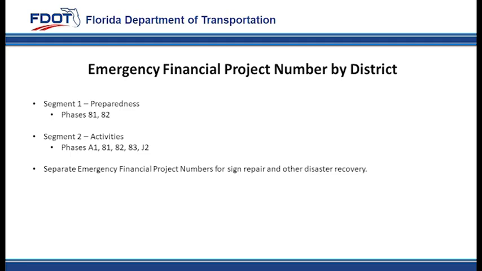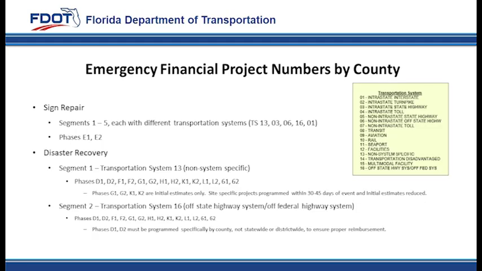More information on these efforts can be found in the Work Program Instructions, Part 3, Chapter 10, the Disbursement Handbook for Employees and Managers, Emergency Disbursement Guidance, and the Office of the Comptroller's Natural Disaster Emergency Handbook. Each affected district will program separate emergency financial project numbers for sign repair and other disaster recovery efforts. In addition to emergency financial project numbers for district efforts, each affected district will also set up countywide projects for sign repair and disaster recovery.